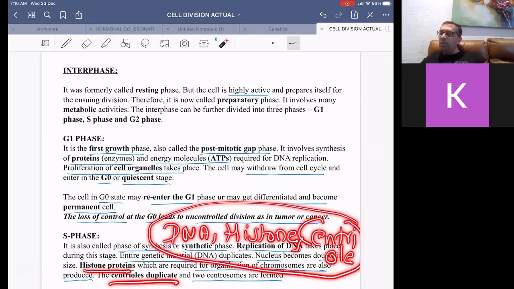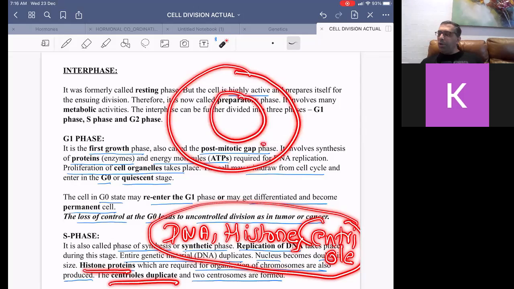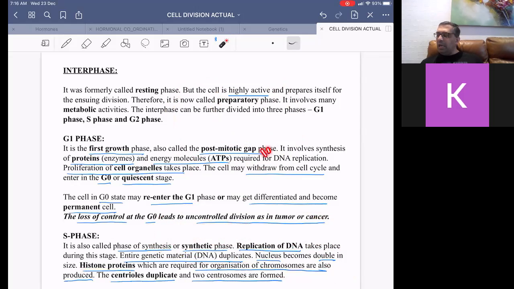Now what are centrioles? सर ये है सेल, ये है न्यूक्लियस, और न्यूक्लियस के बाजू में एक छोटा सा एरिया होता है which is called as a centriole.